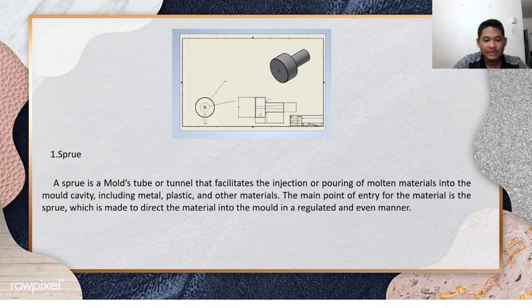First, we have the sprue. A sprue is a mold tube or tunnel that facilitates the injection or pouring of molten material into the mold cavity, including metal, plastic, and other materials. The main point of entry for the material is the sprue, which is made to direct the material into the mold in a regulated and even manner.